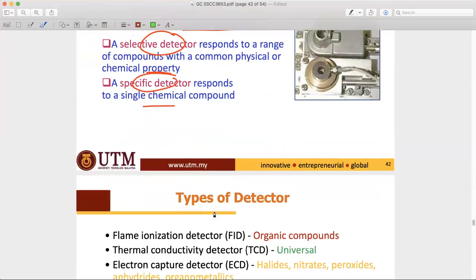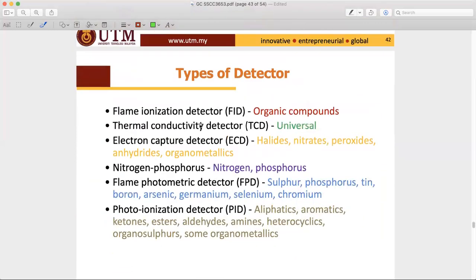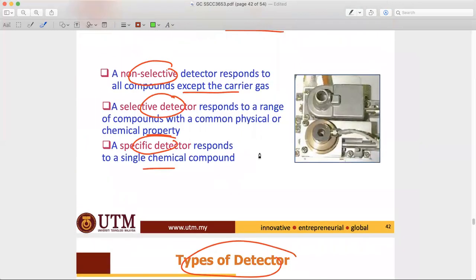Okay, let's see. Flame, these are examples of detectors. The most used is the flame ionization detector, which detects organic compounds. But if you want a universal detector, usually we use the thermal conductivity detector. So this thermal conductivity detector, we can say that it's a non-selective detector.